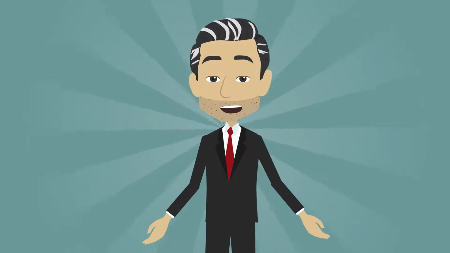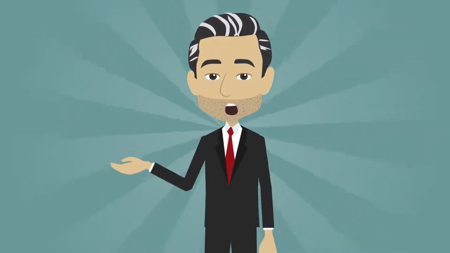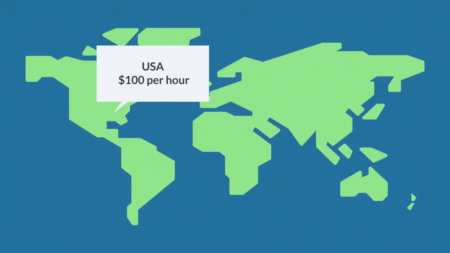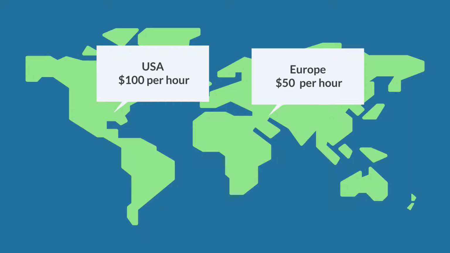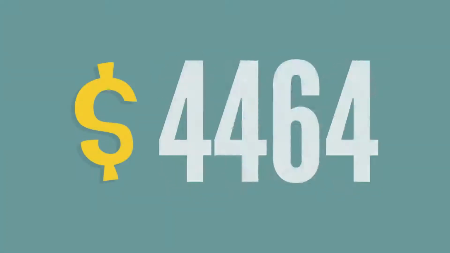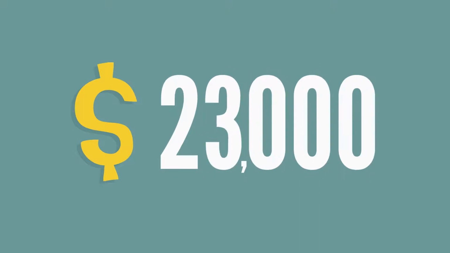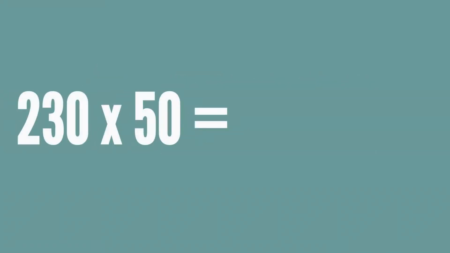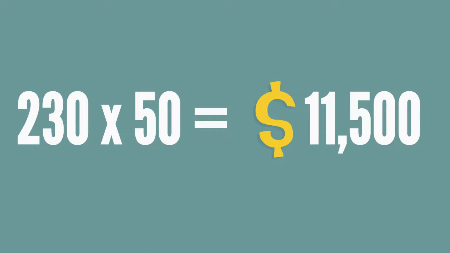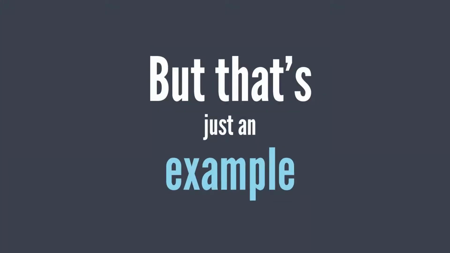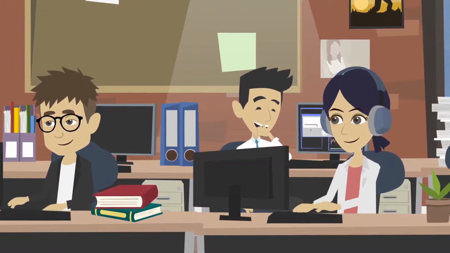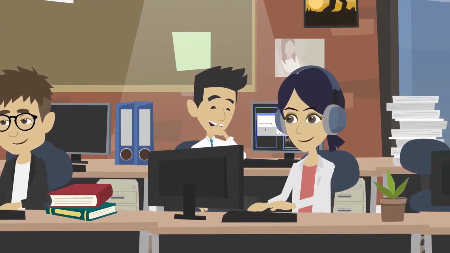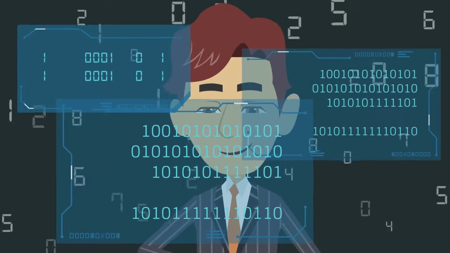Now let's calculate the cost. It will depend on the hourly development rate. For example, the average hourly rate in the USA is around $100 per hour. The same services in Europe may cost you $50 per hour. In the first case, you would need to pay $23,000. In the second case, the app would cost you $11,500. But that's just an example. Real-life mobile applications require many more hours of development, and there is much more to it than just code writing.